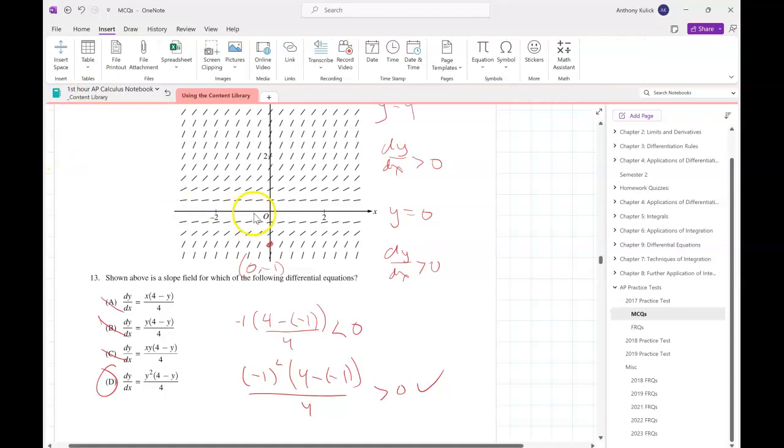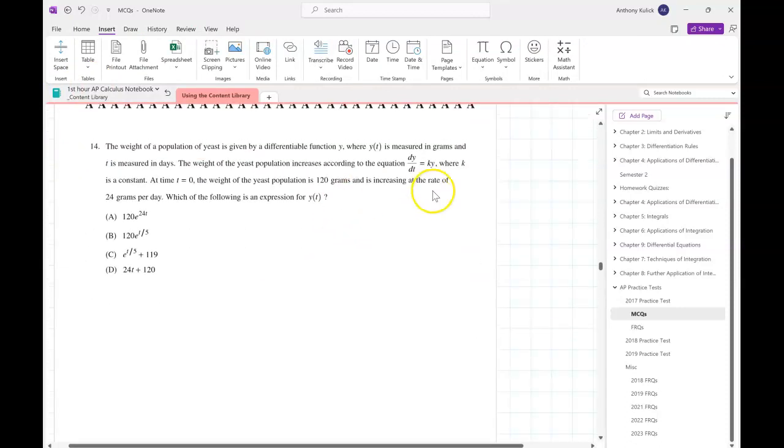Number 14. This might have been, in my opinion, the most involved or difficult question on this. This is borderline an FRQ question to me. So let's walk through this slowly because there's a lot going on here.